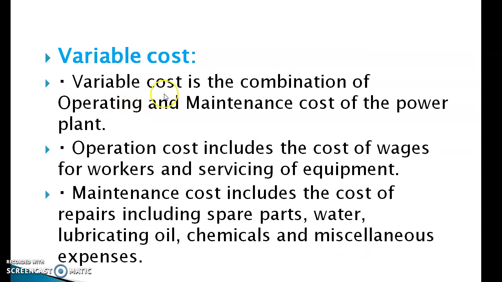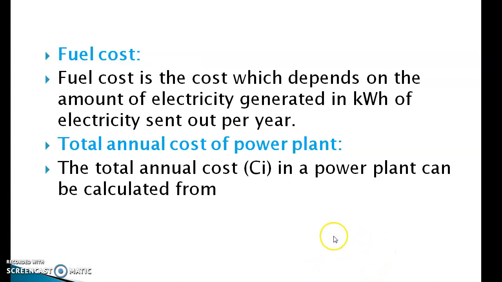Variable cost. The variable cost is the combination of operation and maintenance cost of the power plant. The operation cost includes the cost of wages of workers and servicing the equipment. Maintenance cost includes the cost of repairing, spare parts, water, lubricating oil, chemicals and miscellaneous expenses. Fuel cost: fuel cost is the cost which depends on the amount of electricity generated, in kilowatt hours of electricity sent out per year.